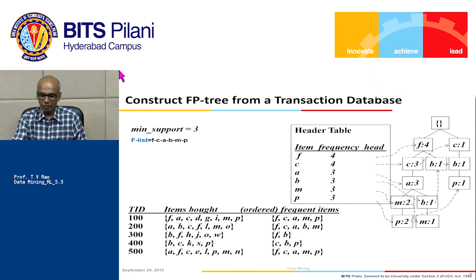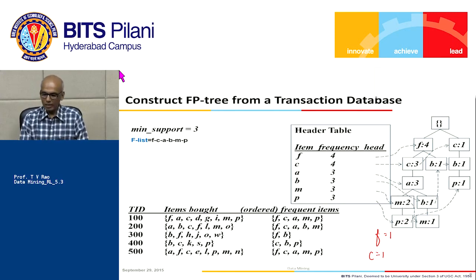So F, we are going to create a node for F, and what will be the support for F at this point? It has got a support of 1. And then we create another node for C that also has a support of 1. And then we create another node A under that with a support of 1. And under that M again with 1, and then P again with 1. Then we look at the next transaction.